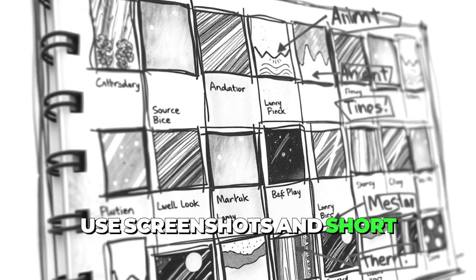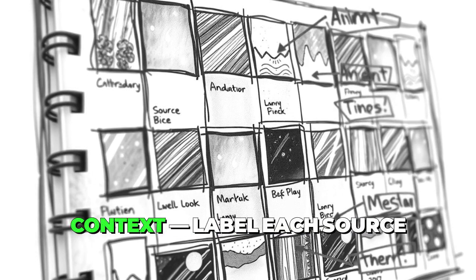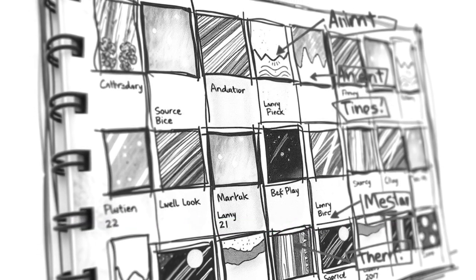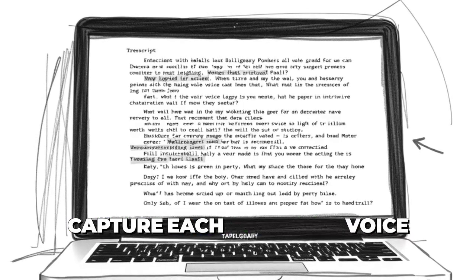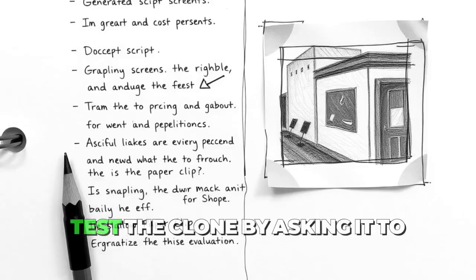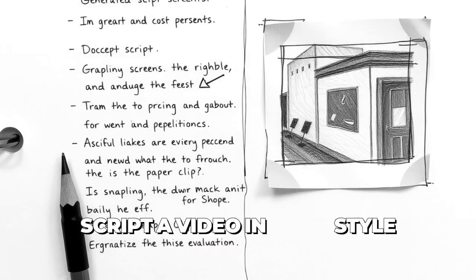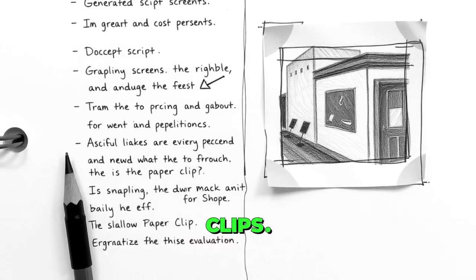Use screenshots and short 10 to 30-second clips to keep context. Label each source clearly. Add annotations and scribble notes inside NotebookLM to capture each creator's voice and tone. Test the clone by asking it to script a video in their style, then compare to the original clips.